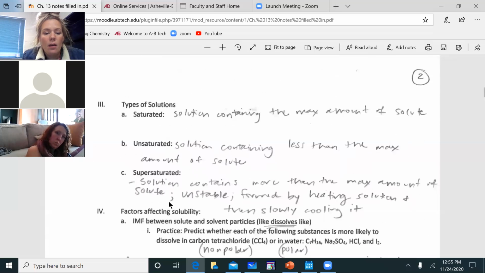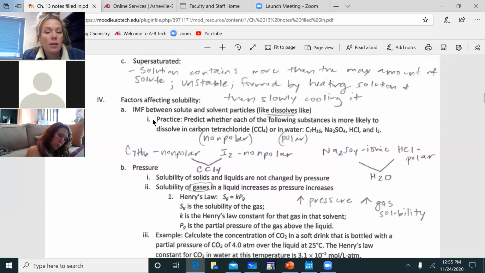So looking at different factors that affect solubility. Our intermolecular forces between the solute and the solvent particles have an effect. So likes tend to dissolve likes. So if we're looking at this here, predict whether each of the following substances is more likely to dissolve in carbon tetrachloride, which is CCl4, or in water.